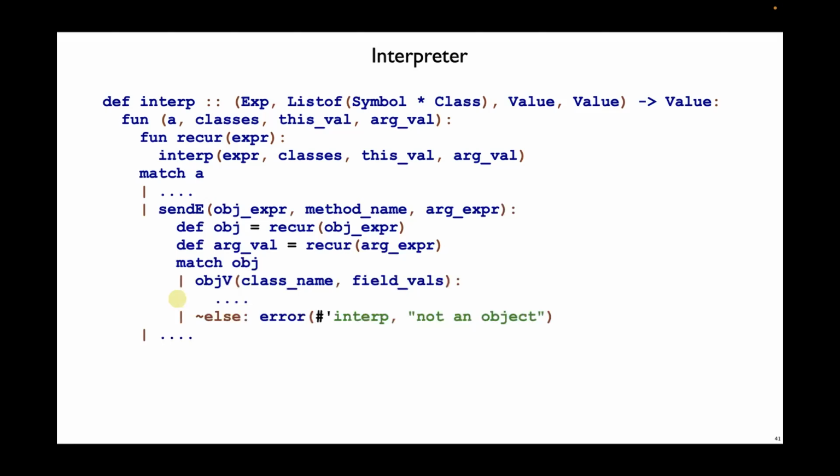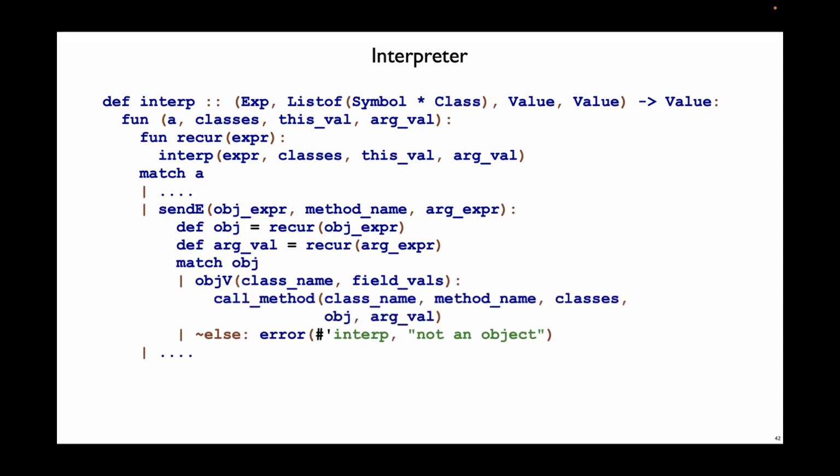And now we need to find the method body that corresponds to that method name and start interpreting the body with this argument value. The way to do that is to use the class name to look up a class definition. Then inside the list of methods inside of that class, find the one that matches the method name. We'll put all that together with a helper function, call method. Let's look at call method next.